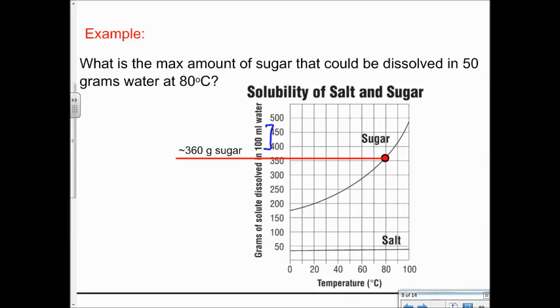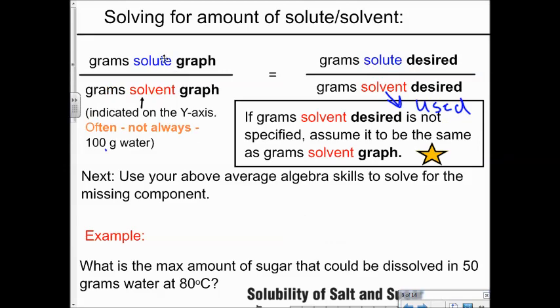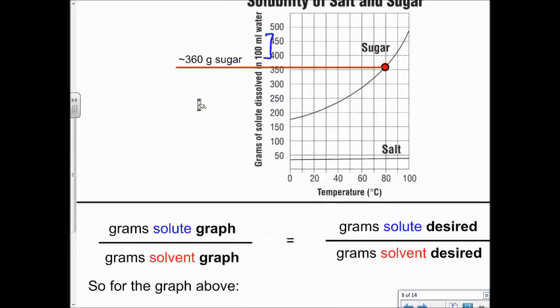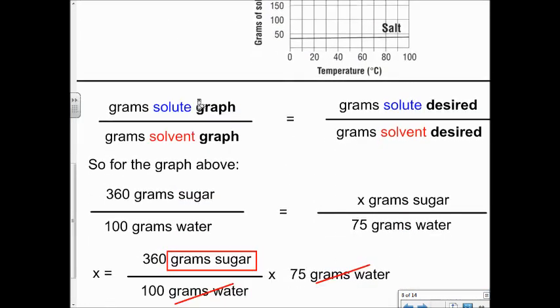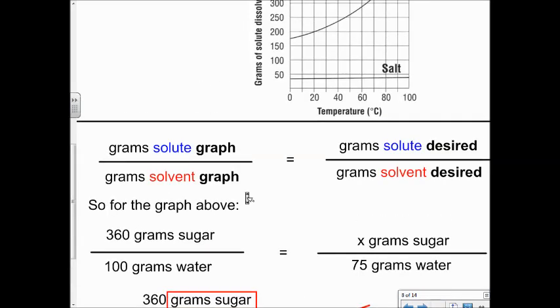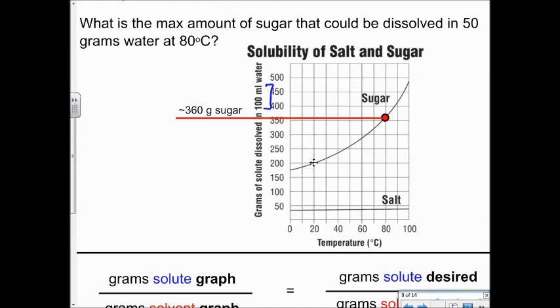So looking at our equation, we have grams of solute on the graph divided by grams of solvent on the graph. Cool. So for our grams of solute on the graph, how many grams of sugar could be dissolved in that water? Well, at 80 degrees Celsius, we find that I can dissolve about 360 grams of sugar in 100 grams of water. And this one's easier for some of you.